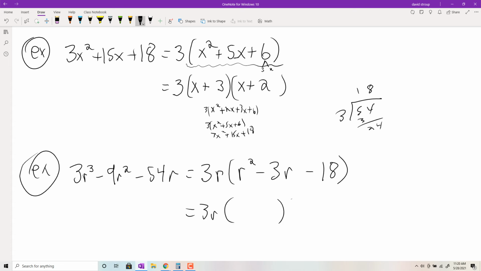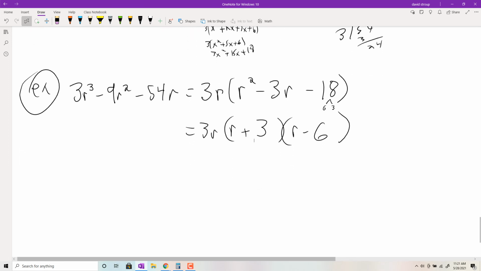It's a plus minus scenario. Plus or minus. And what times what is 18, but subtracts to 3? So that would be, I believe, 6 and 3. And then the bigger number has to be negative. 6 and 3.